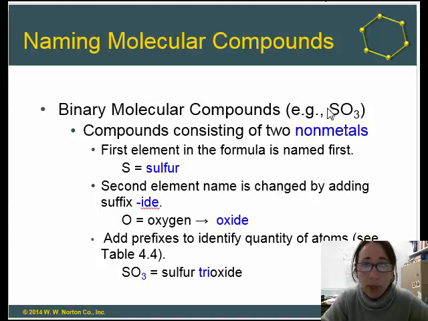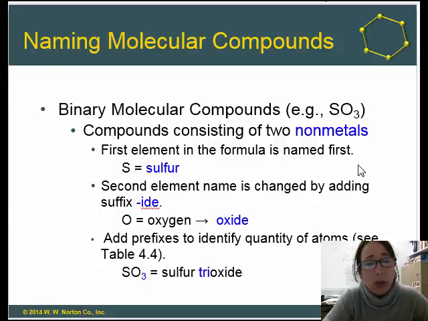So when we're naming binary molecular compounds, the first element in the formula is named as its elemental name. So if we're looking at this example, capital S, capital O, subscript 3, sulfur. The second element retains its root and ends in "ide," oxide. And then we use Greek prefixes to tell how many of each atom are in the molecule, except we don't use mono for the first element. So this would be sulfur trioxide.